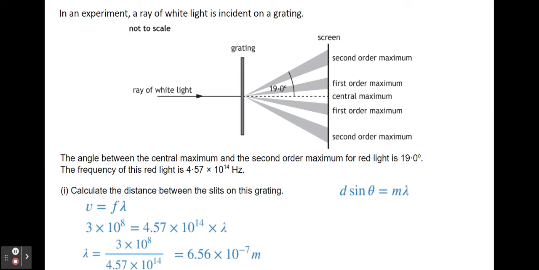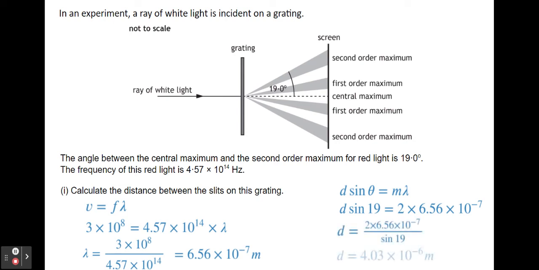So now we've got all that we need. So let's put it all into our formula. d sine theta equals m lambda. So d is what we're trying to find out. The angle is 19 degrees, so sine 19. And that's the angle to the second order maximum, so m is 2. And the wavelength, we just worked out, 6.56 times 10 to the minus 7. A little bit of rearranging, and we get a value of the distance between the slits on the grating of 4.03 times 10 to the minus 6 meters, basically 4 micrometers.